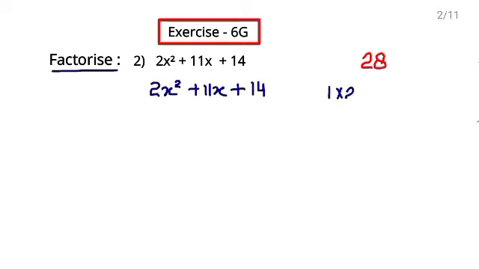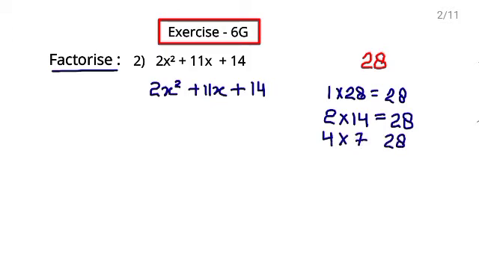1 multiply 28 is 28. It is divisible by 2 also. 2 1s are 2, 2 4s are 8, 2 14s are 28. 28 does not come in the table of 3. 4 7s are 28. It does not come in the table of 5. 6 not possible. 7 4s are 28, but this is repetition. 7 4s are, 4 7s are, both are similar, so not required.